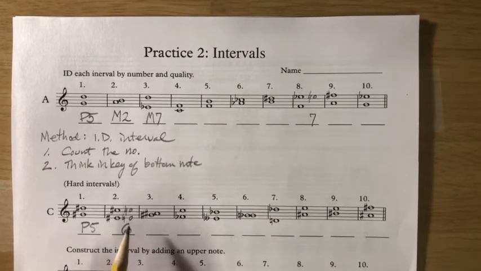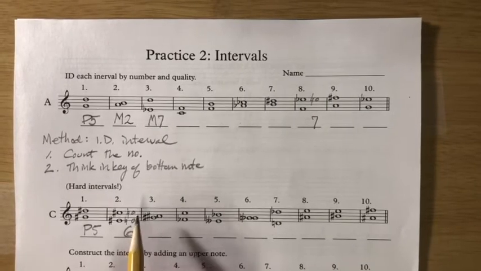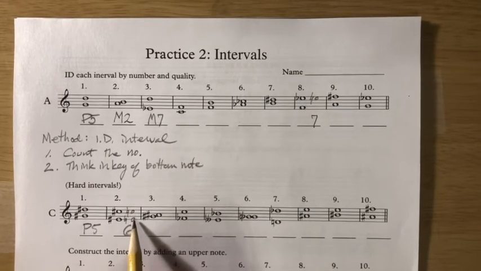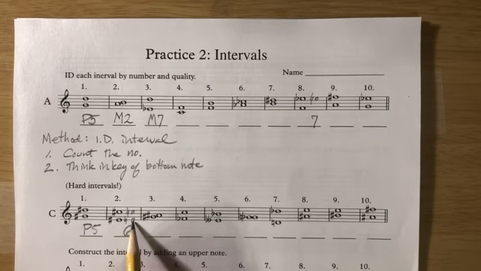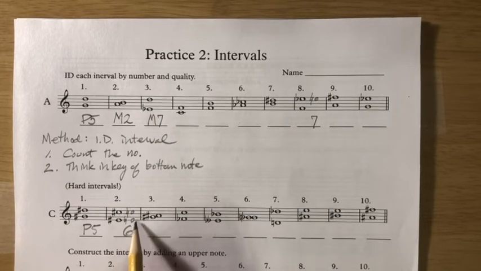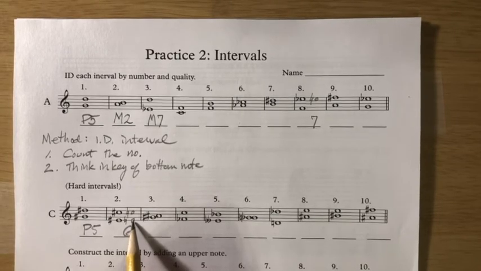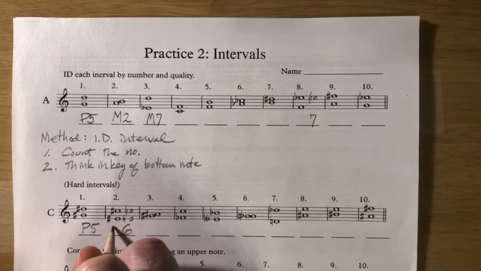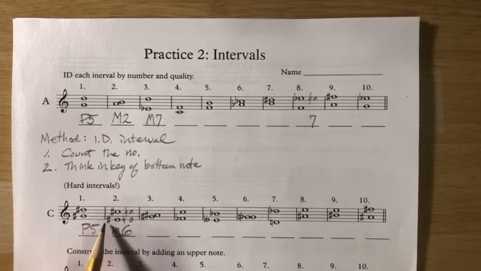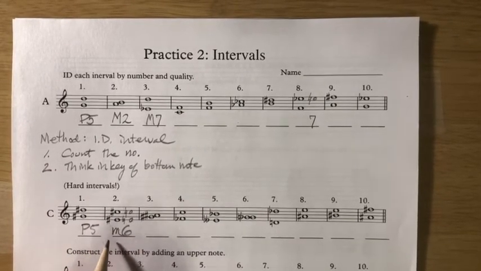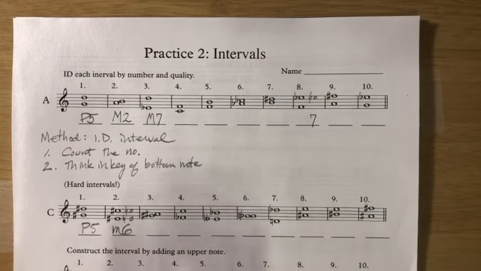Okay, so to do this one, now we can think in the key of the bottom note. E major has 4 sharps, and we expect the 6th degree of the scale to be a C sharp. It's not, it's a half step too low. So E natural to C natural is a minor 6th. Therefore, if we raise both notes by putting a sharp on each of them, we still have a minor 6th.